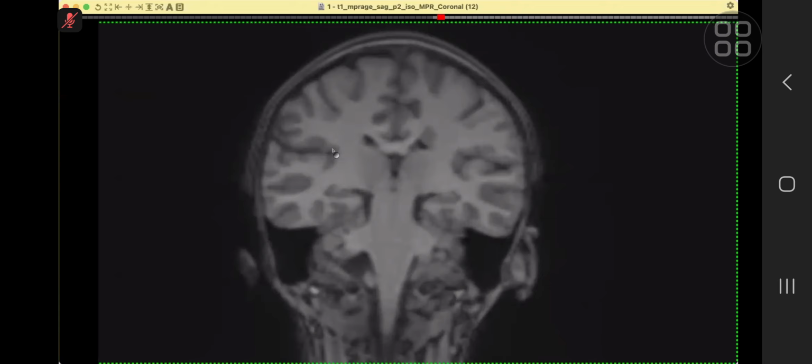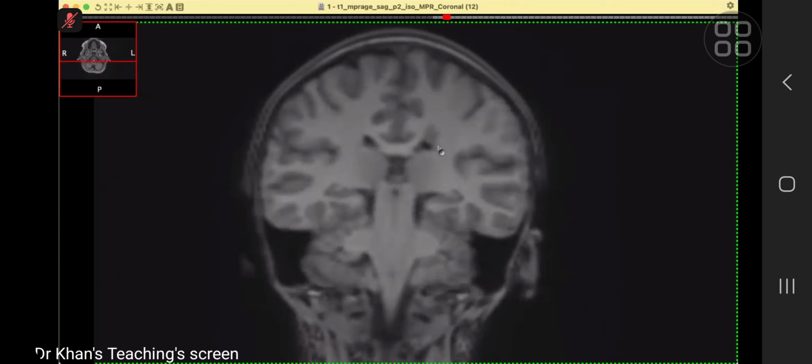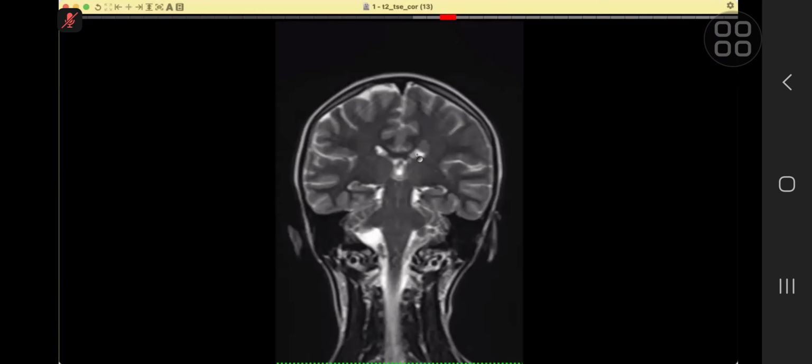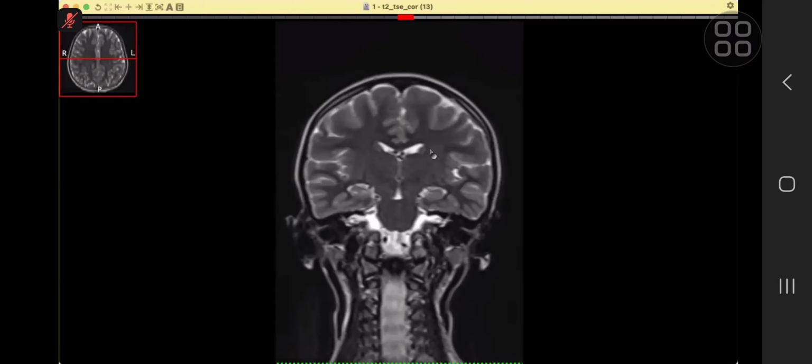Here you are. This is a T1 weighted sequence, and you can see it here. Just compare it with the other side, and there is nothing there. On a T2 coronal, again, you can see it.